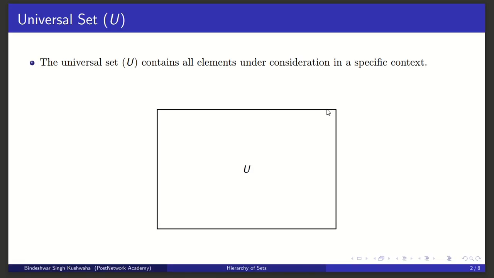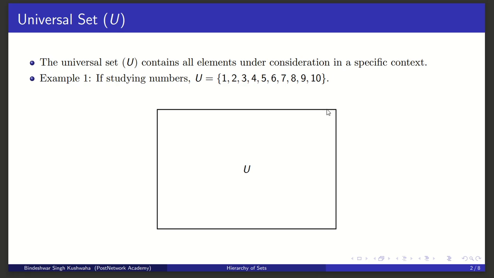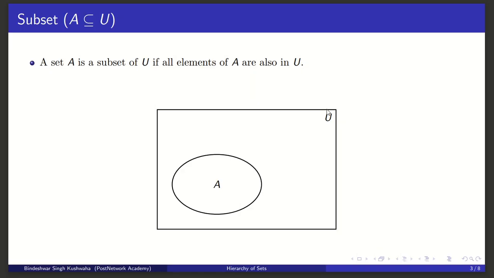So first of all, we will see universal sets. The universal set contains all elements under consideration in a specific context and it is denoted by U. Example, if studying numbers, U = {1, 2, 3, 4, 5} can be considered as a universal set. If studying letters, A, B, C, D till Z can be considered as a universal set.